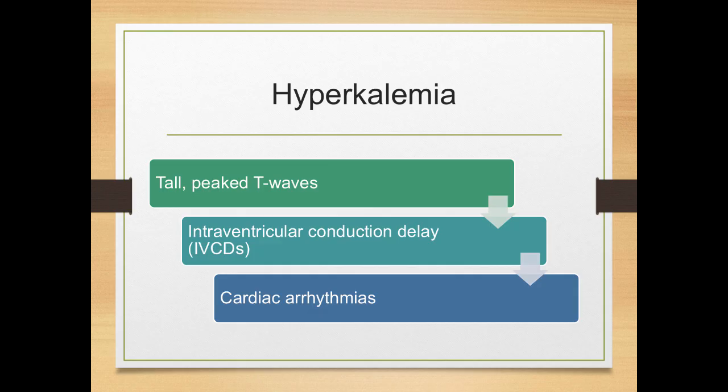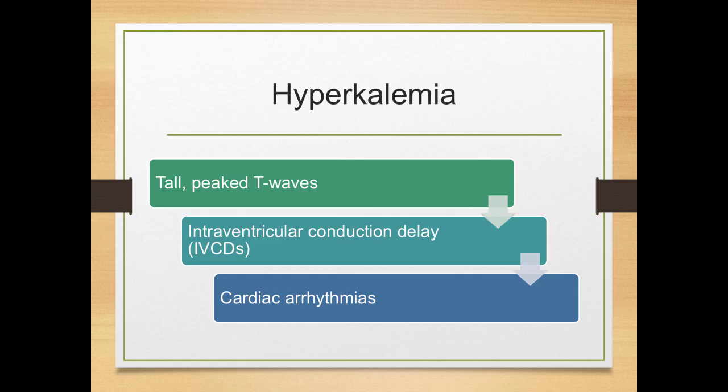With potassium, we're going to have either hyperkalemia, too much potassium in the bloodstream, or hypokalemia, too little potassium in the bloodstream. So, too high, too low. We'll talk about hyperkalemia first. With hyperkalemia on our 12 lead, we'll see these very tall, peaked T waves. Might see an intraventricular conduction delay.